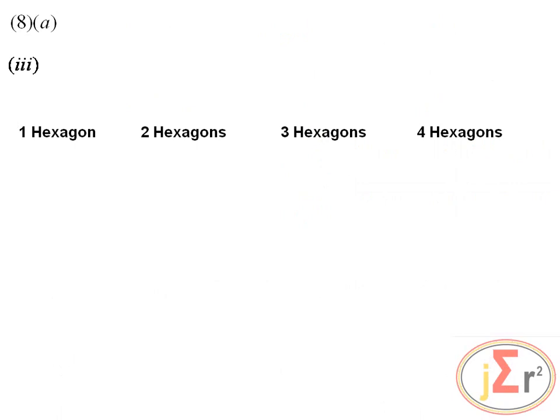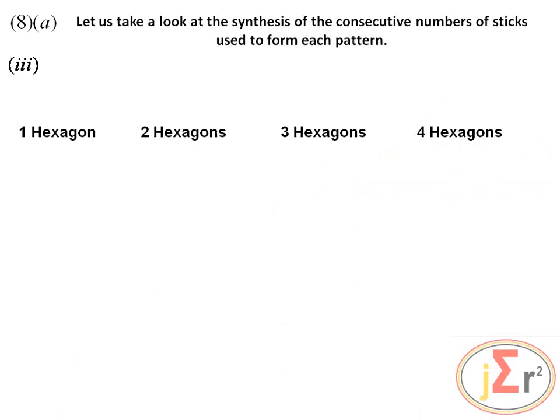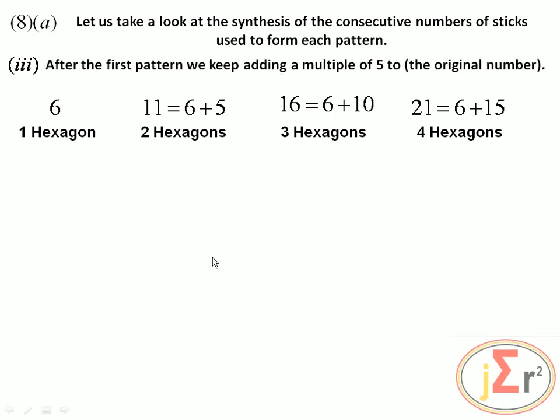Let us take a look at the consequences. Let us take a look at the synthesis of the consecutive numbers of sticks used to form each pattern. 6. So we have 6. 11 is 6 plus 5. 16 is 6 plus 10. 21 is 6 plus 15. Notice that we are adding 5, then 10, then 15. After the first pattern, we keep adding a multiple of 5 to the original number.